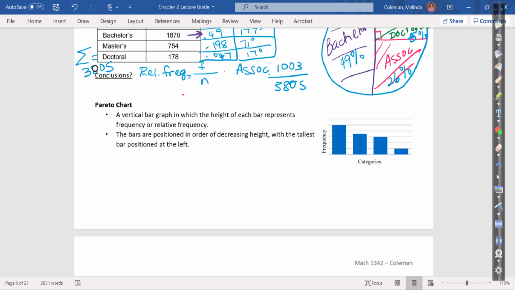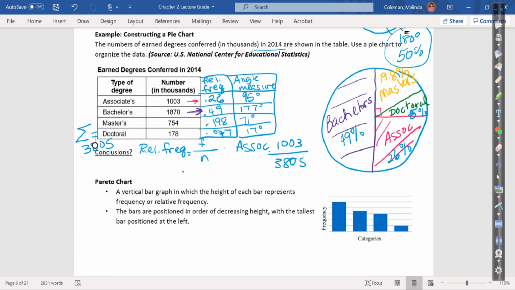The next type of chart, conclusions. We did not answer any conclusions about this, right? Well, there's several things you can talk about. You can say the bachelor's degree represents the most degrees earned. You can say that the bachelor's degree is about twice what the associate's degrees are, or the bachelor's degree is about twice what a master's.